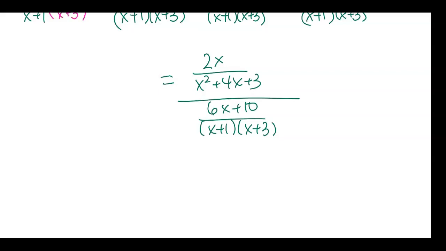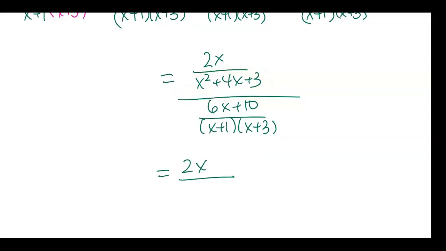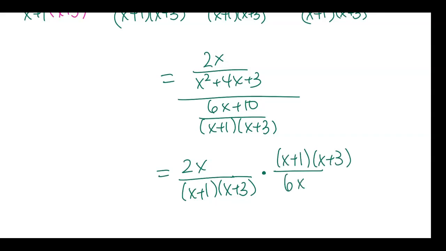So I'm going to keep the numerator the same. This denominator's fraction, so this x squared plus 4x plus 3, I would definitely factor that by now. When you factor that denominator, you should get x plus 1 and x plus 3. We're going to flip that other fraction, x plus 1, x plus 3, and 6x plus 10.